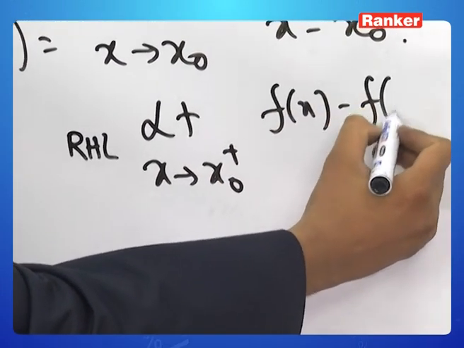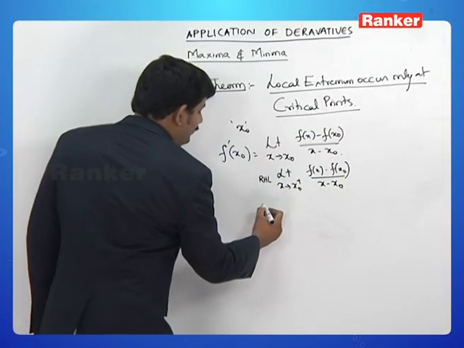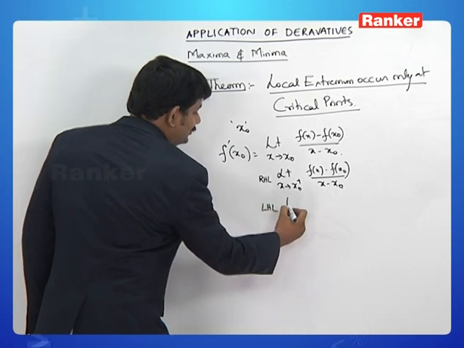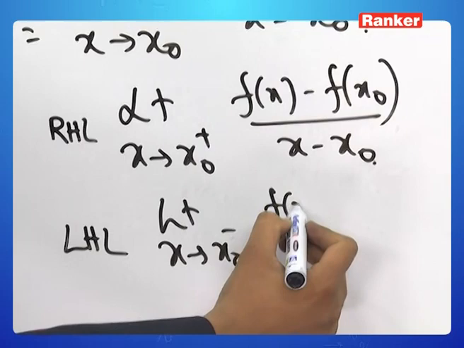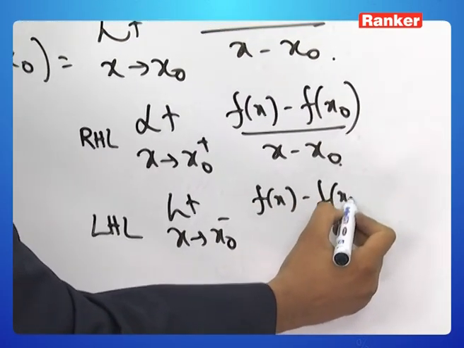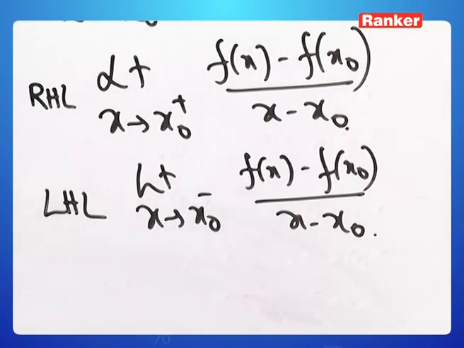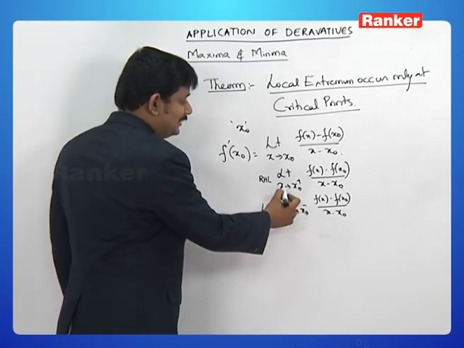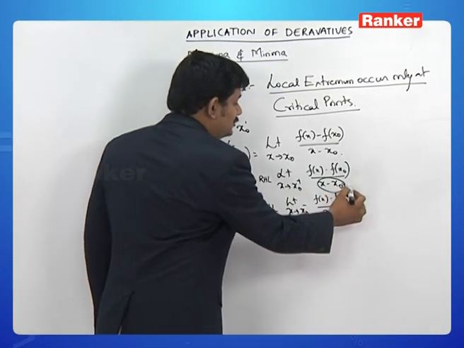of f of x minus f of x naught divided by x minus x naught, and when we are evaluating the left hand limit, limit x tending to x naught minus of f of x minus f of x naught divided by x minus x naught. Here in the first case, x is more than x naught, so the denominator is positive.